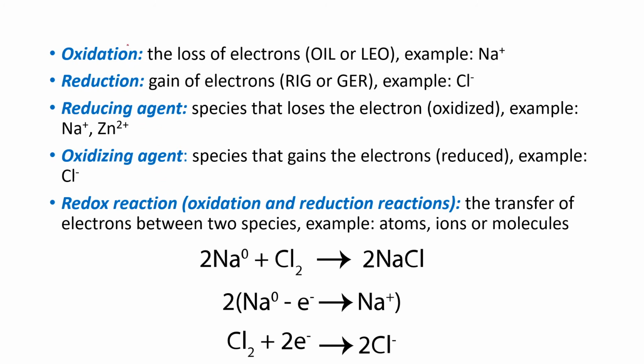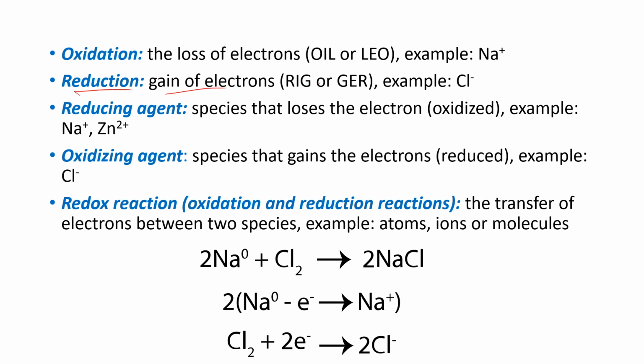First we will discuss oxidation. This oxidation is nothing but the loss of electrons. If any atom loses electrons, that process is known as oxidation. You can remember it with the help of the term LEO: loss of electrons is oxidation. For example, sodium: when Na turns into Na plus, that is known as oxidation.